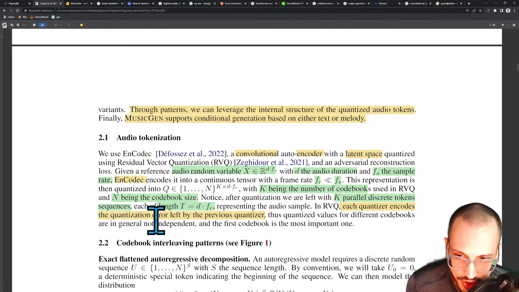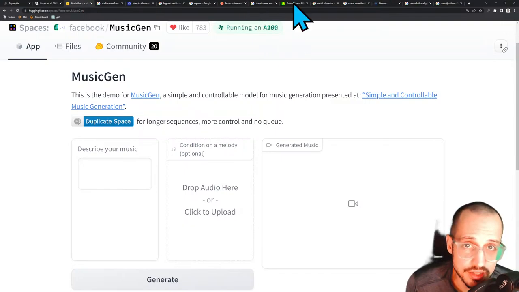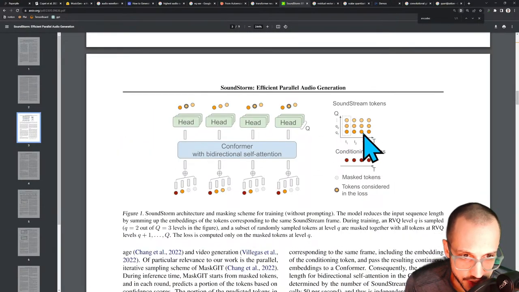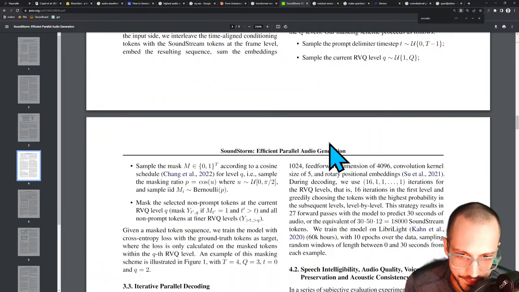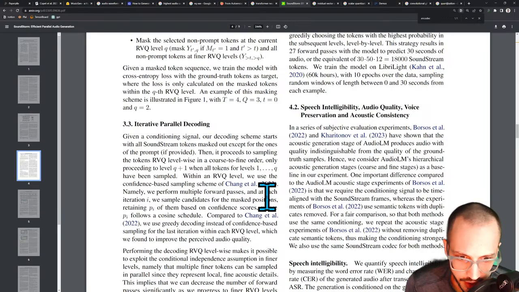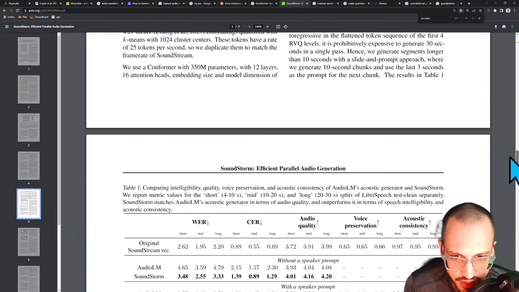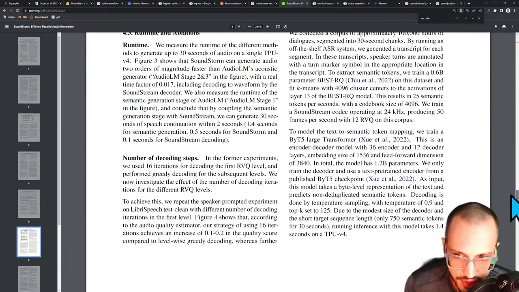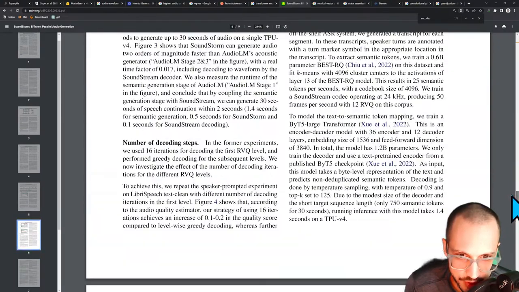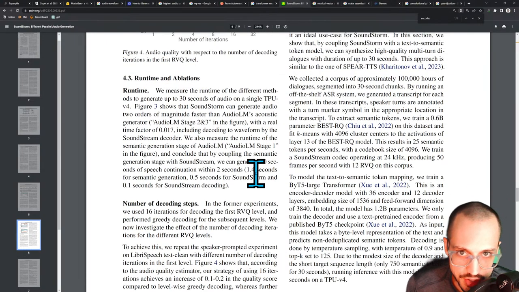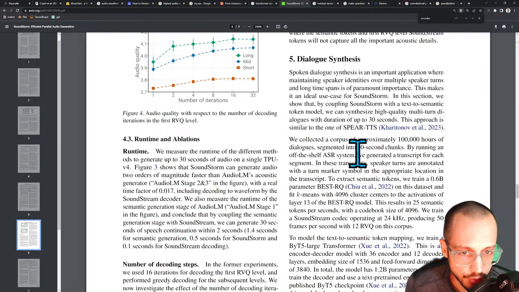Quantized values for different codebooks are in general not independent, and the first codebook is the most important one. I think this is the key point here, which is what we saw in SoundStorm as well, where this first quantization level is going to have the overwhelming majority of your signal. And then Q2 might have a little bit more, but once you get to Q3, Q4, Q5, it doesn't matter. I think they even did an ablation study in the SoundStorm paper where they came to that same conclusion: they changed the number of quantization levels, and it turns out that once you get to a certain level of quantization, like 2 or 3, I forget which one, the human can't even tell the difference anymore.